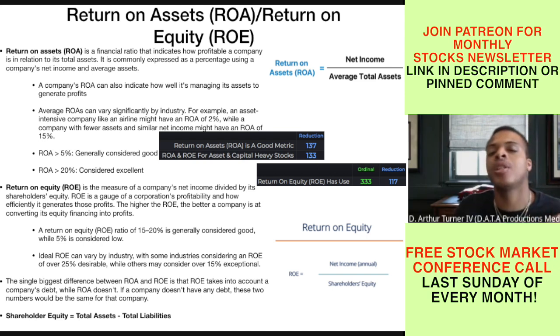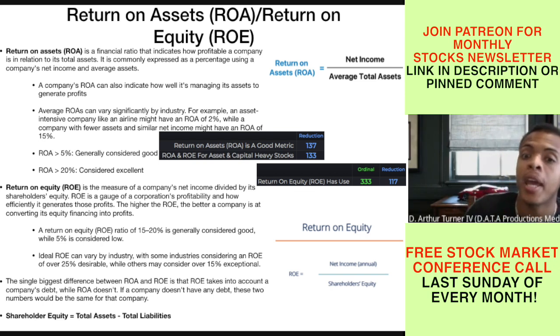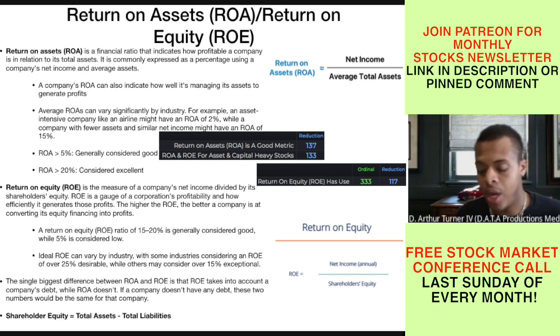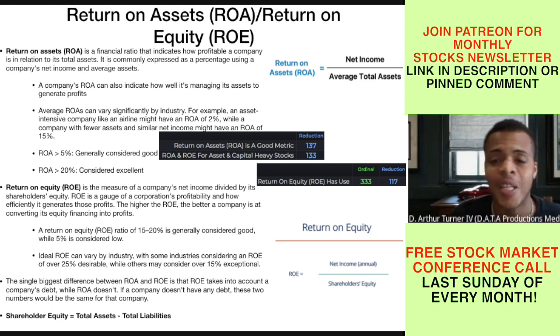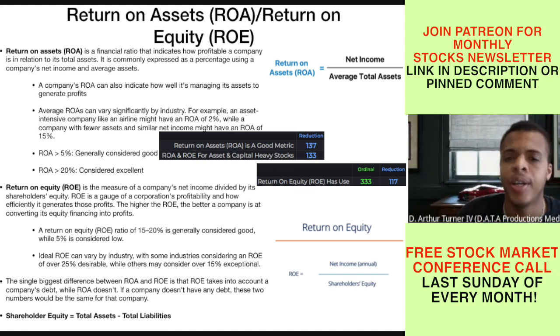Again, it varies industry to industry, and you have to compare the other businesses within that industry to get a good gauge. But those are the general consensus. For some gematria, we have "return on assets, ROA, is a good metric" at 137 in English reduction, the 33rd prime. We have "ROA and ROE for asset and capital heavy stocks" equals 133 in English reduction.